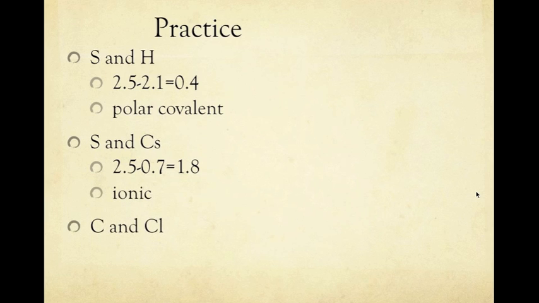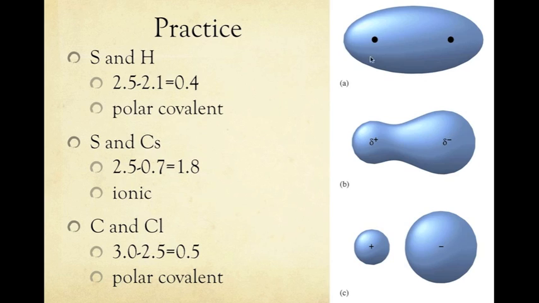And then we have carbon and chlorine. Carbon has an electronegativity of right around 2.5 and chlorine's 3, so the difference is 0.5, which would be polar covalent. And we see over here the graphs or the examples of it. Up here we see A would be nonpolar, B would be polar covalent, and C would be ionic.